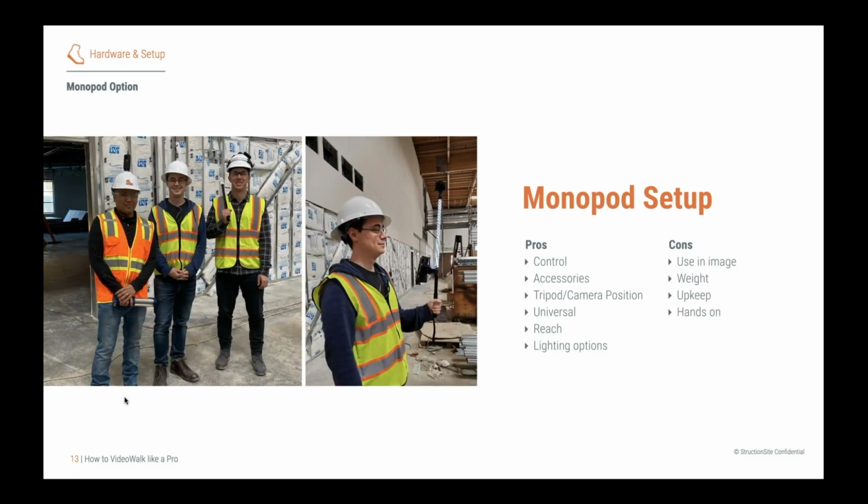Okay, the monopod option. Obviously, this is a really nice setup for people who want to have a variety of different lighting options. You can go with the LED light strip. You can use a variety of different light combinations with the monopod. It also gives the user a lot of control. People are able to move the camera around. They can put the camera up above a location where they couldn't reach it with the hard hat mount.